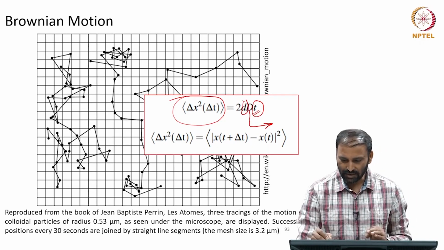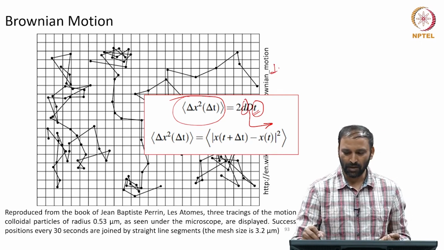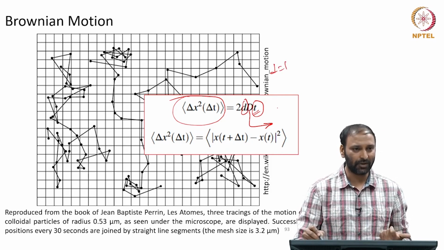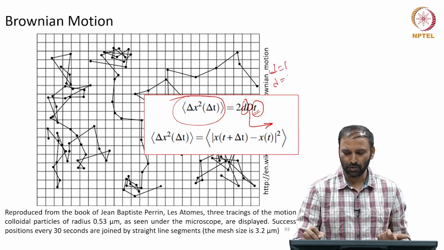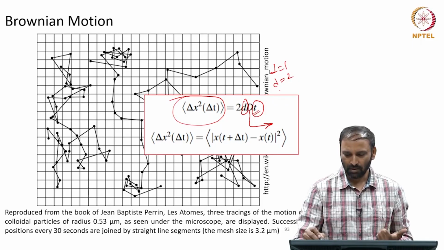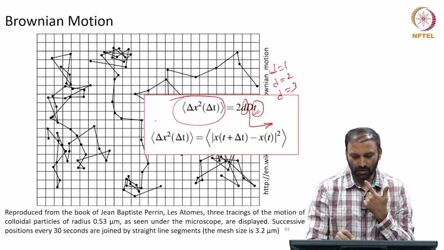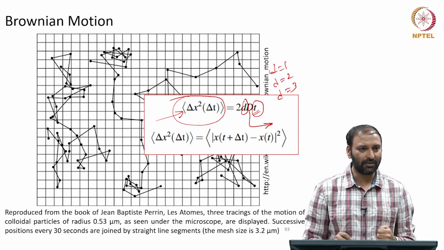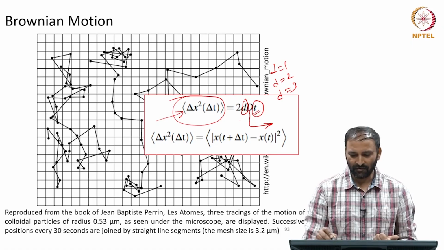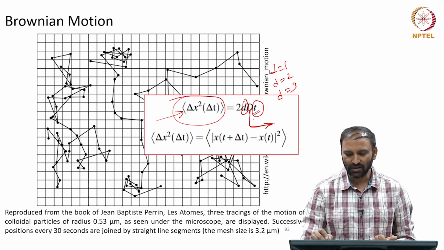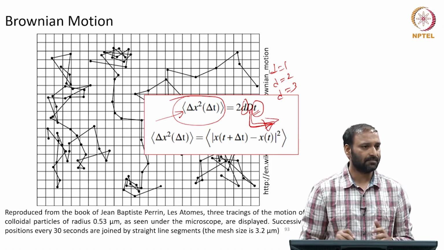This small d here corresponds to the dimension. So d is going to be 1 if you are looking at one dimensional Brownian motion, d is equal to 2 if you are looking at a two dimensional system, or d is equal to 3. So from his experiments he was able to calculate the mean square displacement, and from that he could back calculate the diffusivity of the particles.